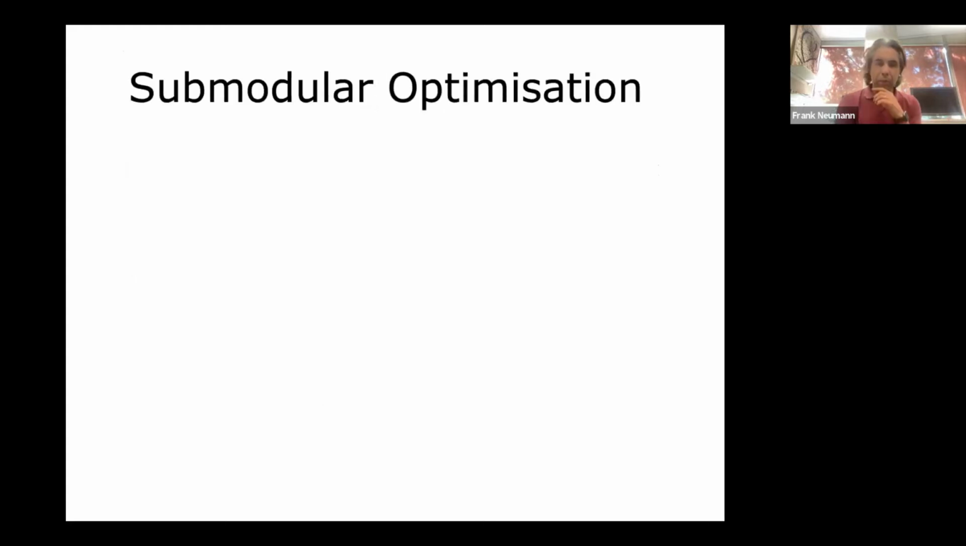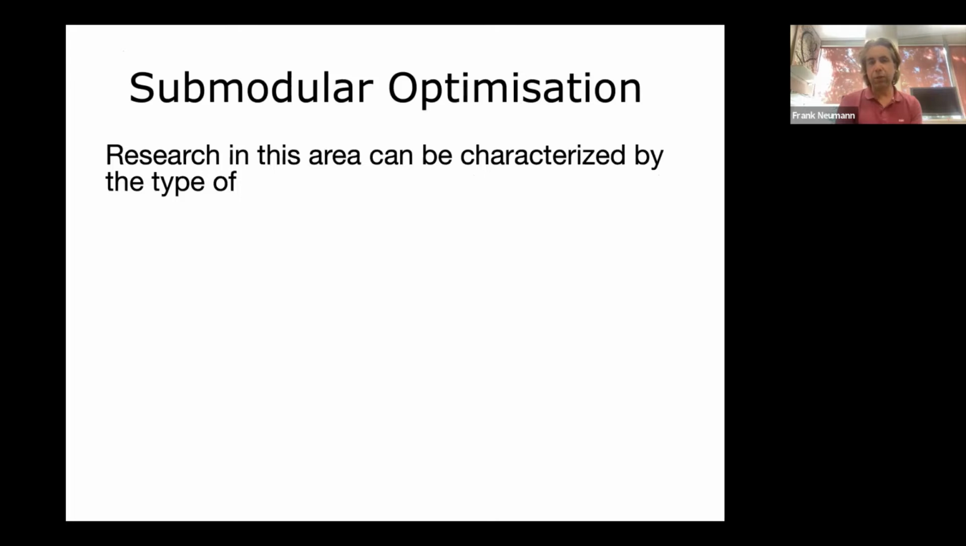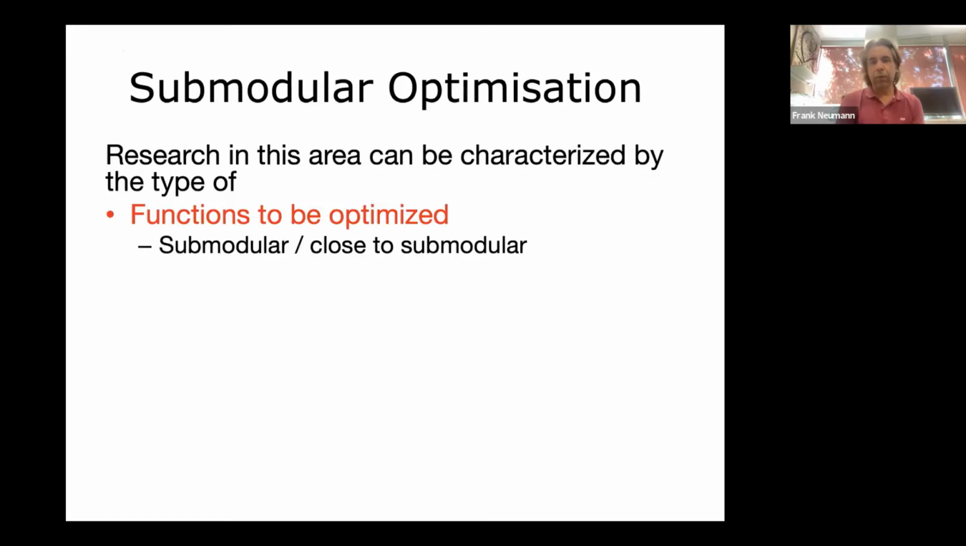And so if you look into the literature of submodular optimization, not just evolutionary computation in particular, the research in this area you can characterize by the functions that you would like to optimize. Okay, so one thing is, do you have a function that is submodular, or how close is your function to submodular?